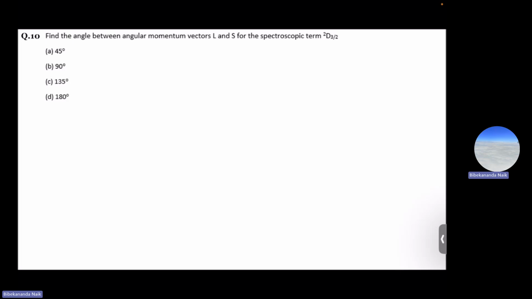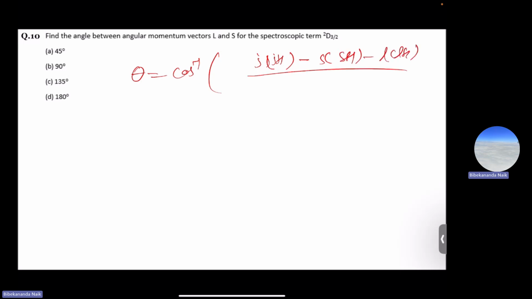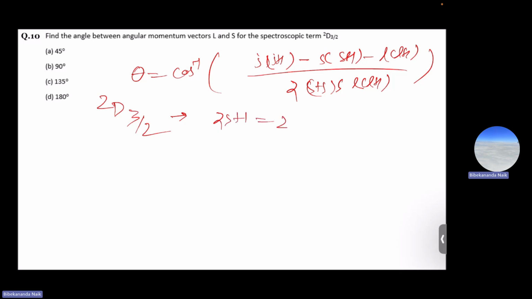So we have already solved this type of question. The angle theta will be cos inverse of [j into j plus 1 minus s into s plus 1 minus l into l plus 1] divided by 2 root of s into s plus 1 root of l into l plus 1. So for 2D 3 by 2, 2s plus 1 is 2, that implies s is half, j is 3 by 2, l is D, that means l is 2.